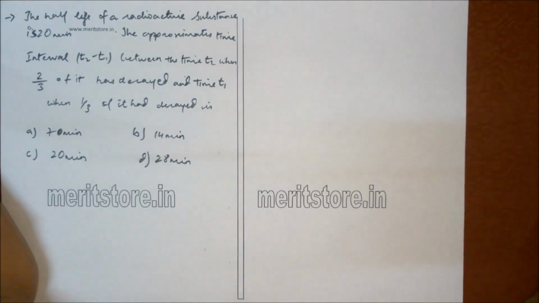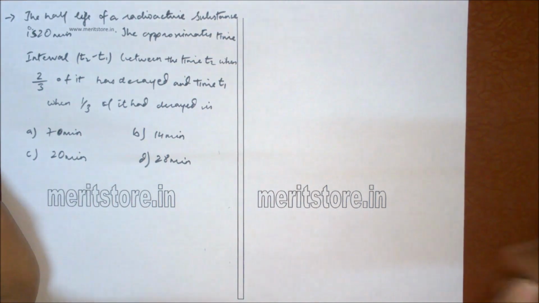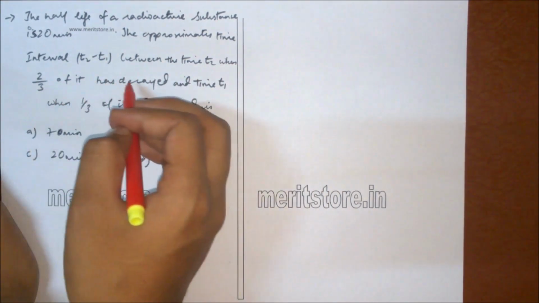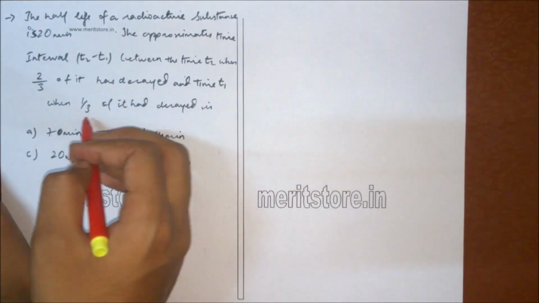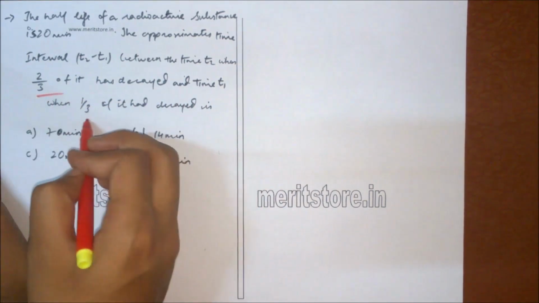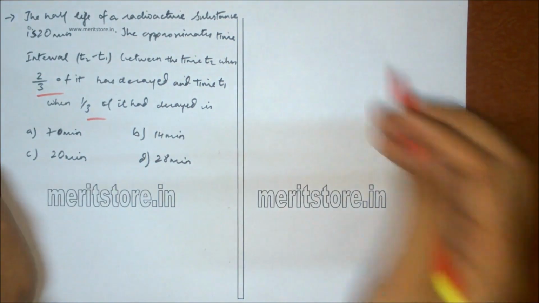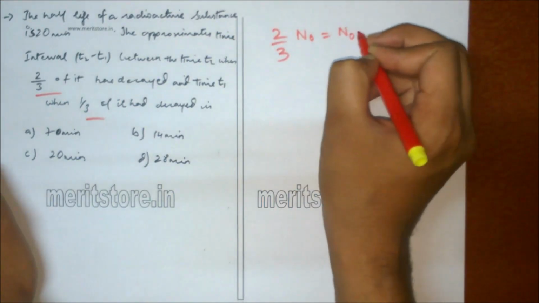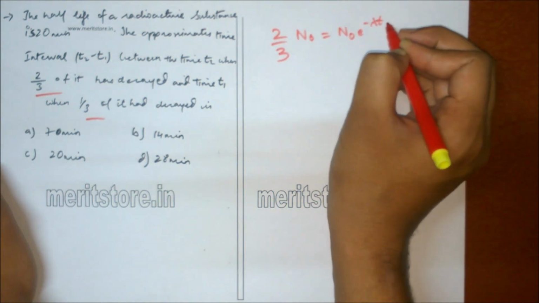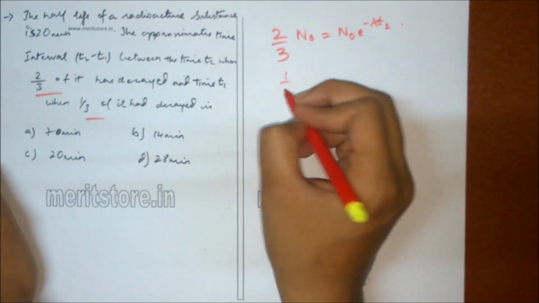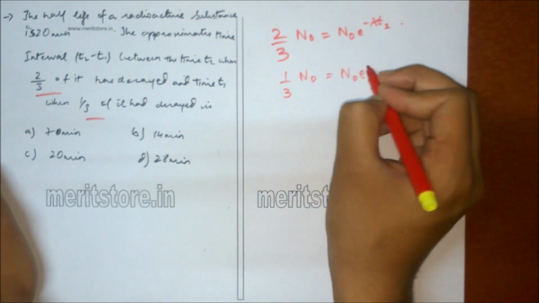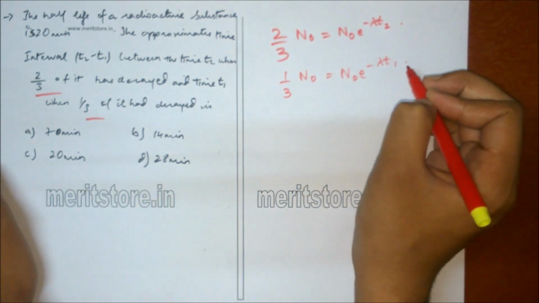Half-life of a radioactive substance is 20 minutes. The approximate time interval T2 minus T1 between the time T2 when 2/3 of it has decayed and the time T1 when 1/3 of it has decayed is? So when 2/3 of the substance is decayed, it is equal to n0 e raised to minus lambda T2. And when 1/3 of the substance is decayed, we can write this as n0 e raised to minus lambda t1.